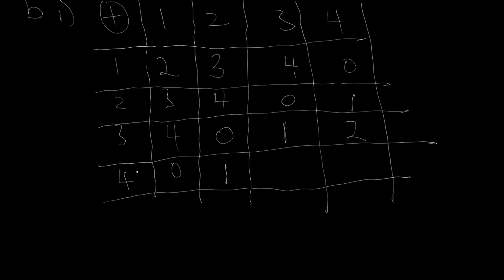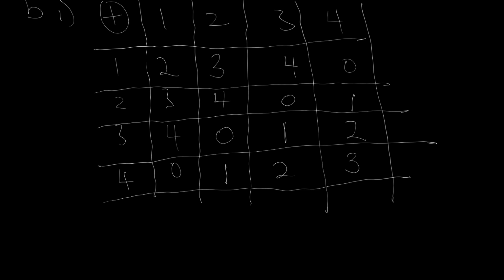4 plus 3 is 7. 7 divided by 5, we have 1 remainder 2. And we are only interested in the remainders. So we write the remainder in this box, 2. 4 plus 4 is 8. 8 divided by 5 is 1 remainder 3. So we write the remainder here.